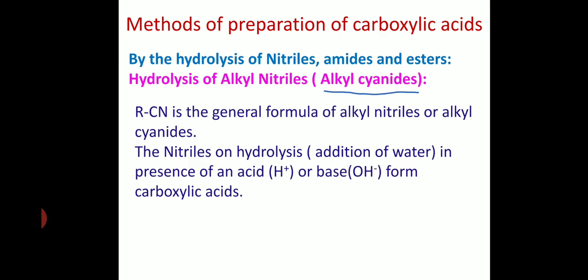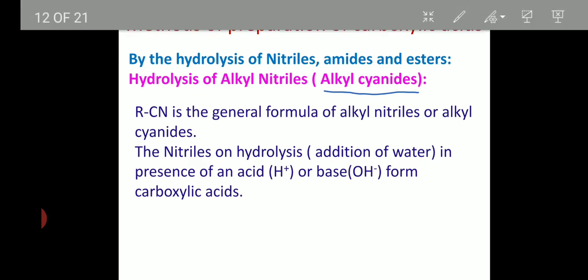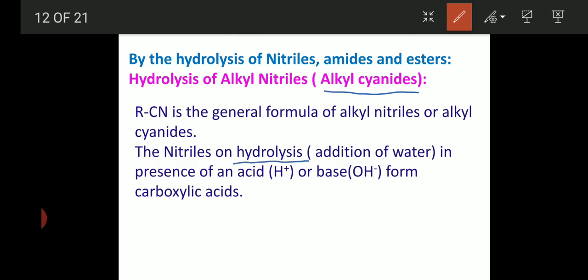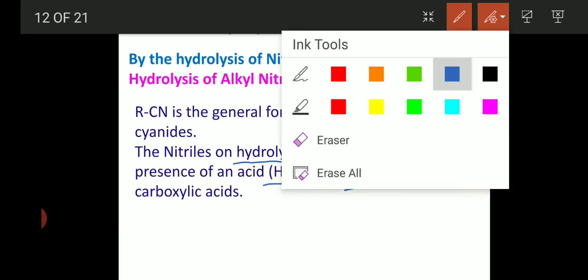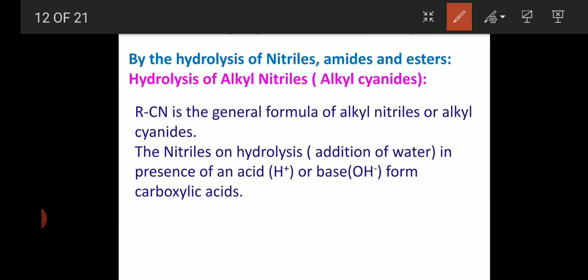The nitriles on hydrolysis. What is meant by hydrolysis? Addition of water, in presence of an acid, in brackets H plus. Acid is denoted in shortcut with proton H plus, and in presence of a base, that is with OH minus, they form carboxylic acids. Alkyl cyanides, RCN is the general formula, undergo hydrolysis in presence of an acid or base to form carboxylic acids.